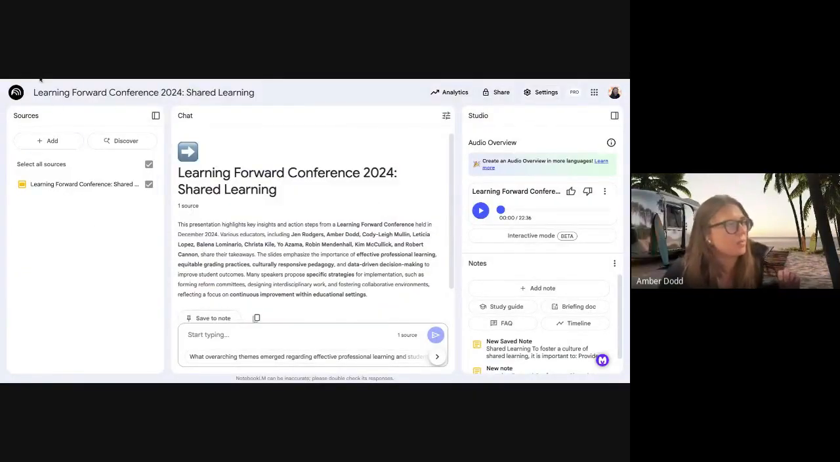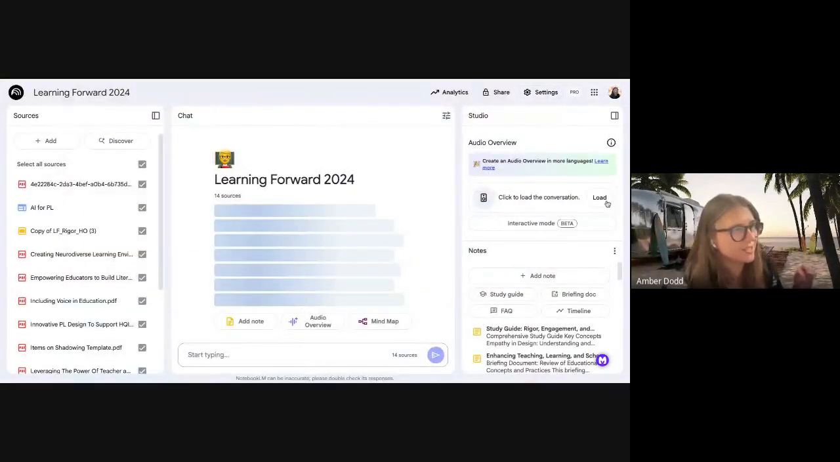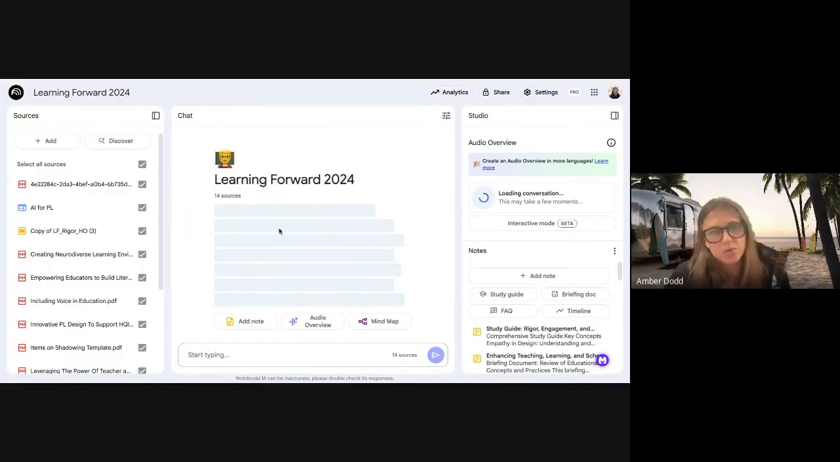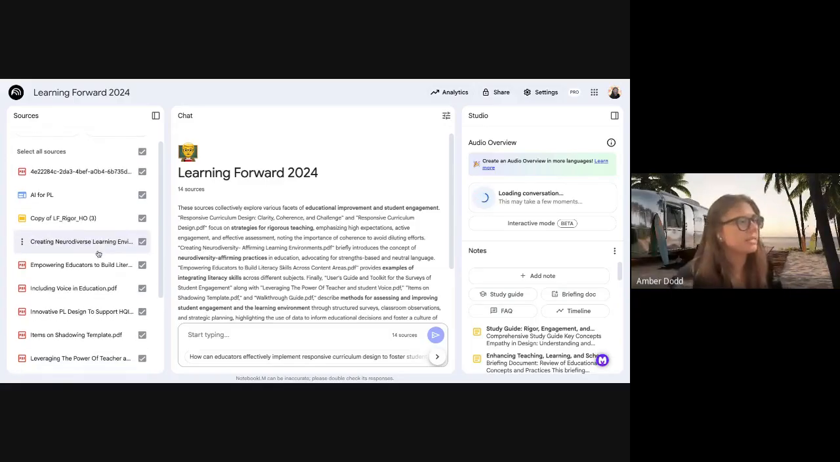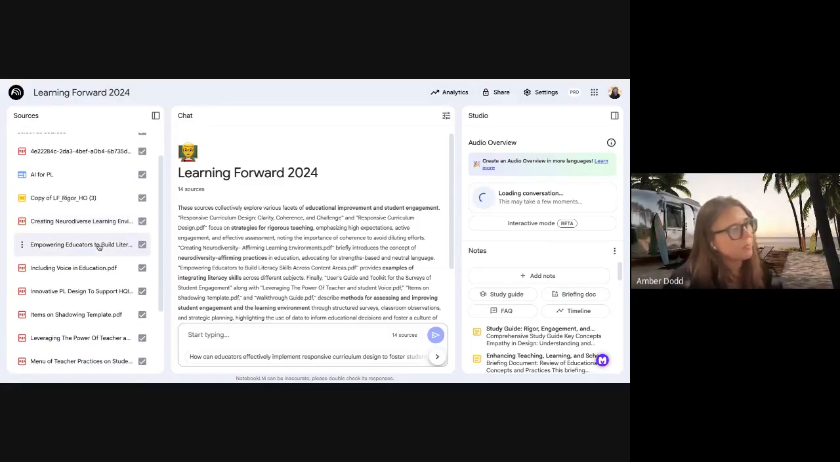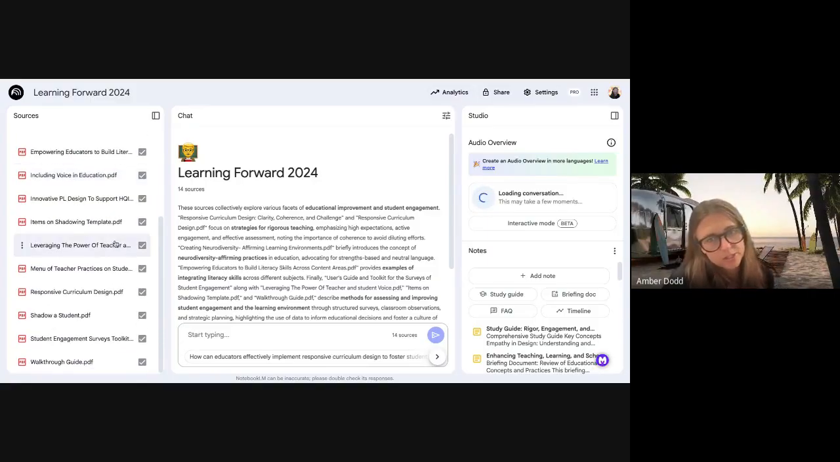So I was at Learning Forward, and if you have gone to conferences, you know that sometimes you get a lot of notes and a lot of resources, and it's overwhelming and you get that conference fatigue. So what I did when I went to Learning Forward in December was I uploaded all of my notes and the PowerPoint presentations from the sessions that I was in. So on the side here are my sources.